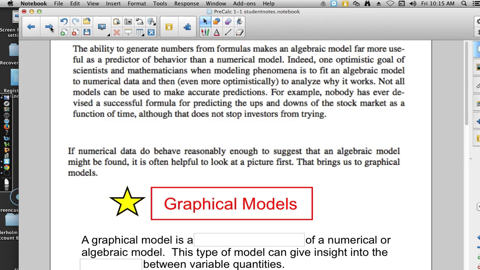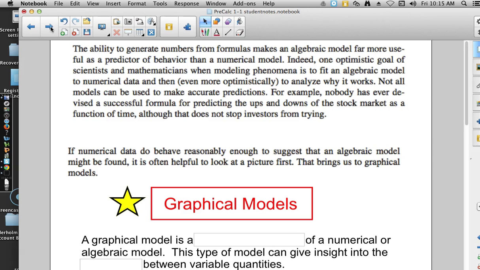Indeed, one optimistic goal of scientists and mathematicians when modeling phenomena is to fit an algebraic model to numerical data, and then, even more optimistically, to analyze why it works. Sit and say, is this a good one? Is this a bad one? How do we know? For example, nobody has ever devised a successful formula for predicting the ups and downs of the stock market as a function of time. Although that does not stop investors from trying. That's what they do. That's their job. They try to guess what's going to happen with the stock market.